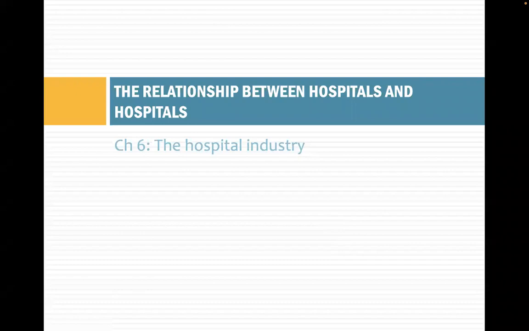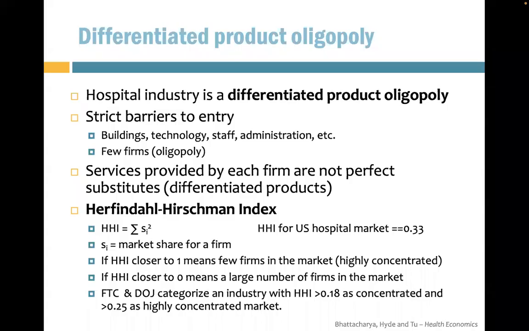Okay, so the next part, we're going to look at the relationship between hospitals and hospitals. Okay, so basically hospital industries. We think of the hospital industry as a differentiated product oligopoly. When we talk about monopoly, we're talking about one player in the industry, but obviously we have many hospitals. So this is not a monopoly, but an oligopoly. Different hospitals are providing differentiated products. So it's a differentiated product oligopoly.